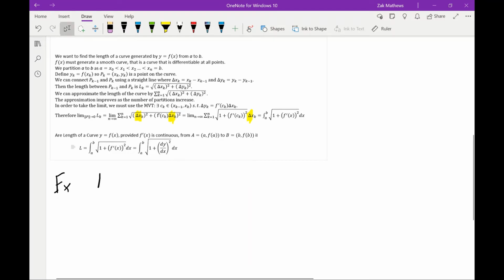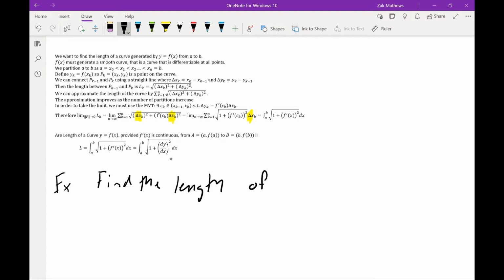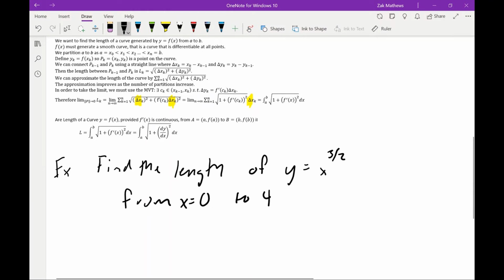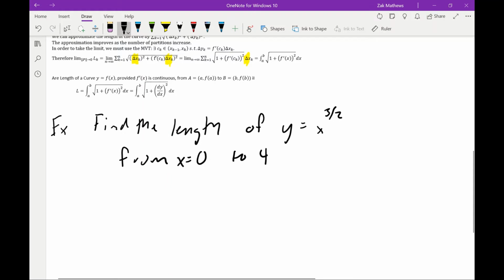And so let's find the length of y equals x to the 3 halves from 0 to 4. I should say x equals 0 to x equals 4. All right, so what we need here is the derivative of the function, and then we're going to have to set up our integral. But first thing we need is the derivative.